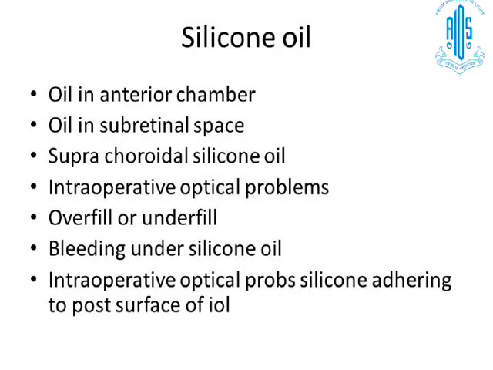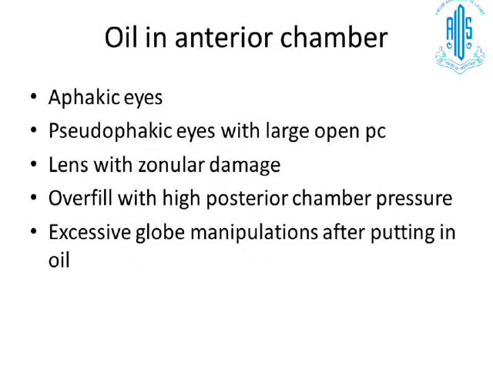If you have silicone oil, the most common thing which happens is oil coming into the anterior chamber. And that is the biggest bugbear for all of us. All of us use oil, and the next day we see that it's in the anterior chamber. You can have oil in the subretinal space, suprachoroidal silicone oil, problems because of overfill or underfill, bleeding under silicone oil, or problems because of silicone or gas adhering to the posterior surface of the IOL. As I said, the most common thing is oil in the anterior chamber.